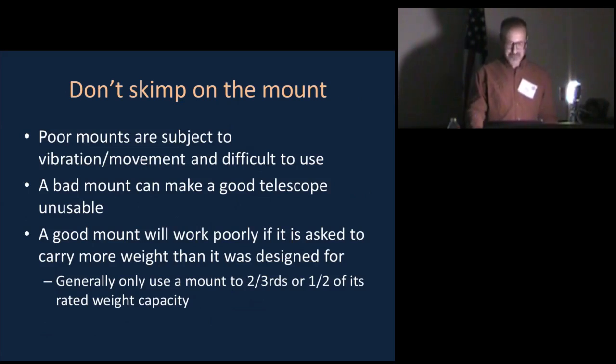Very good point, Mark. With any telescope, one thing I want to point out here: don't skimp on the mount. You could have a great telescope on a poor mount, and the poor mount's going to make a great telescope a poor telescope. If you're sitting there and the thing is taking forever to settle down, and anytime you touch it, it sits there and vibrates for a while.